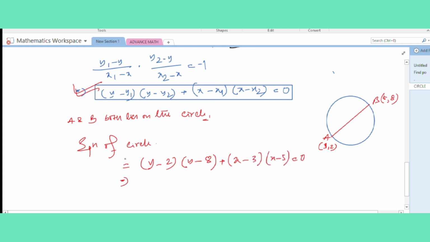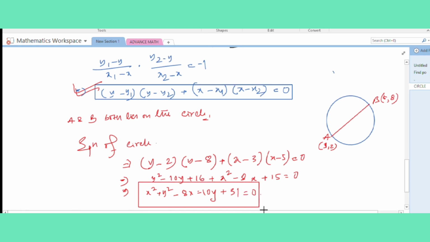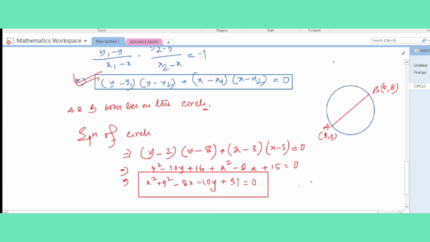By calculating, we get y square minus 10y plus 16 plus x square minus 8x plus 15 equals 0, or we can say x square plus y square minus 8x minus 10y plus 31 is equal to 0. So this is the equation of the circle. This is how we can find the equation of the circle.